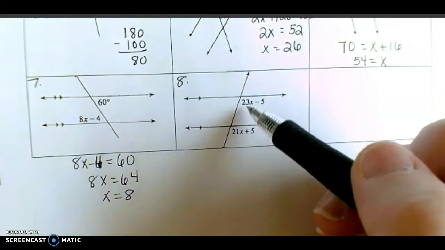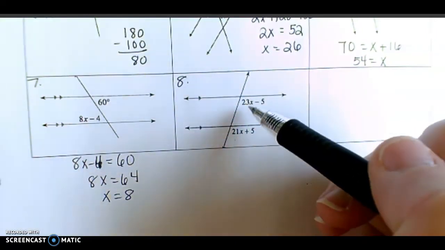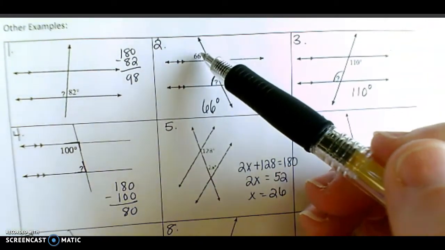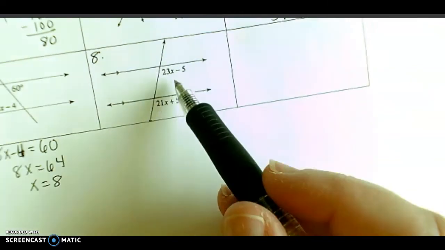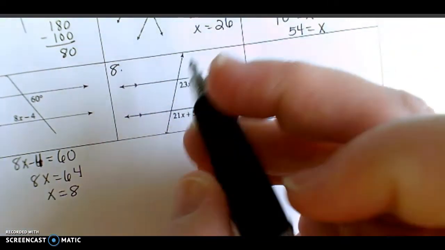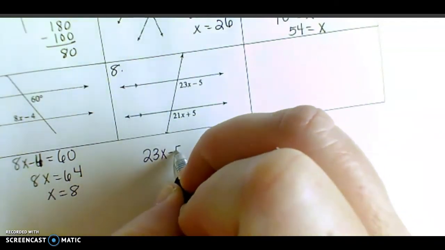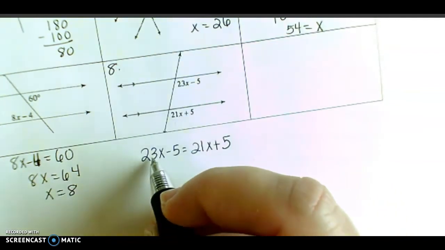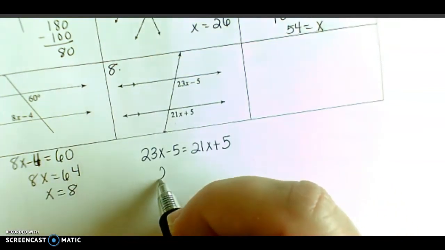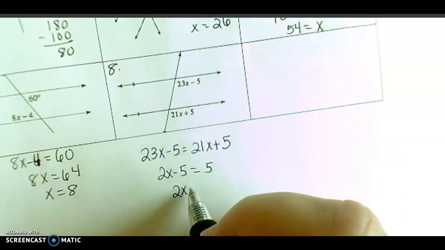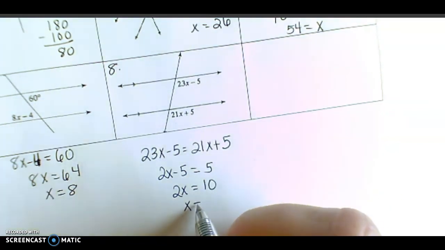Last question. These two angles, again, think about them. Oh, they're corresponding because they kind of look like number 2, and they look like the picture in the previous problems. Because they're corresponding, they're equal. They're both big. So I just put an equals between them. And then I solve. I'm going to subtract 21x to get it over here. So I get 2x. Add 5 on both sides. And then divide by 2.